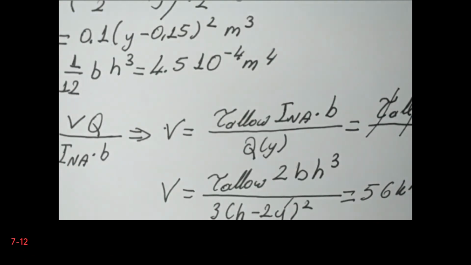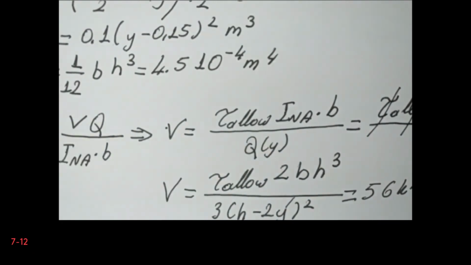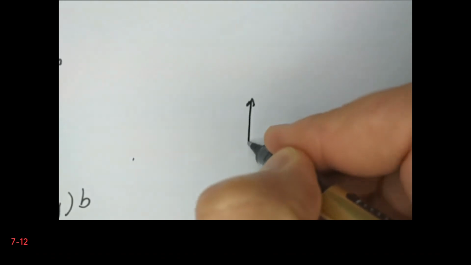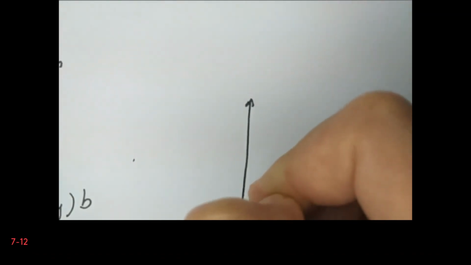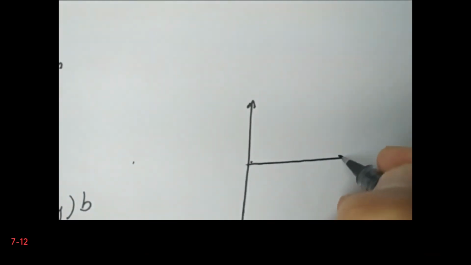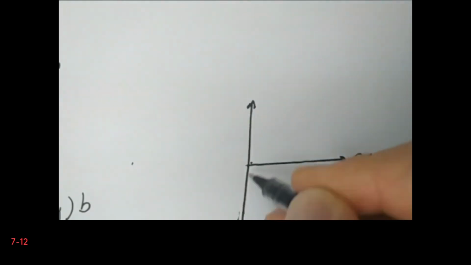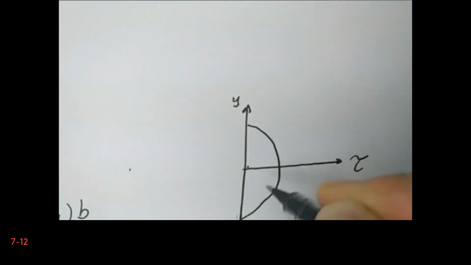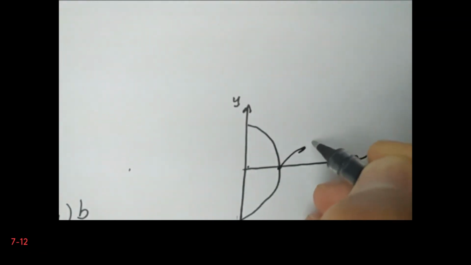In fact, we can draw the distribution. If you draw the shear distribution through the cross section, so this is tau, this is y, and it's going to be something like this, and at the center it is tau max. So this is the stress distribution, and this is minus h divided by 2, and this is h divided by 2.